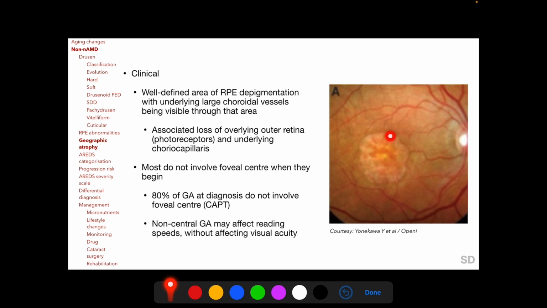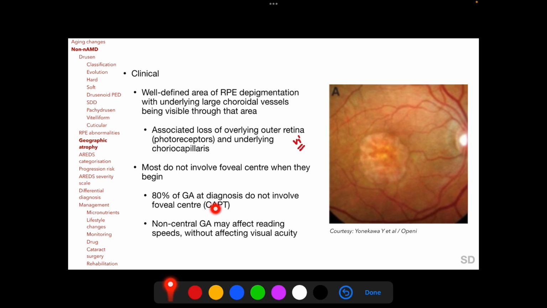Clinically, geographic atrophy appears as a well-defined area of RPE depigmentation through which underlying large choroidal vessels are more easily visible, and there is an associated loss of overlying outer retina and underlying choriocapillaris in the area of geographic atrophy, and this is very important to remember.